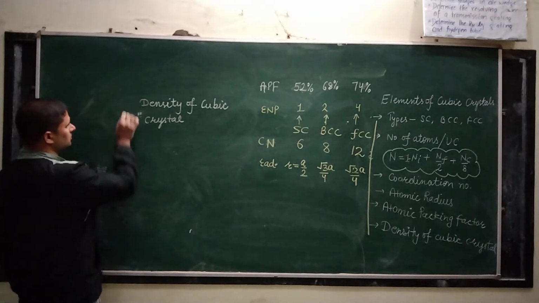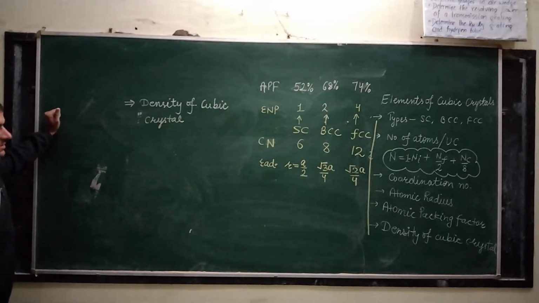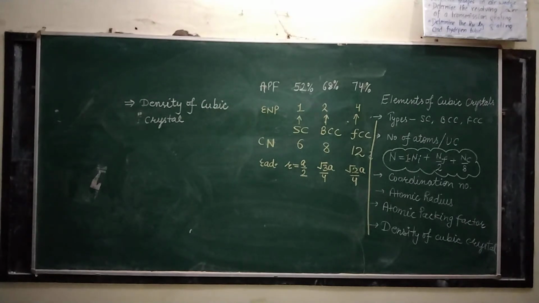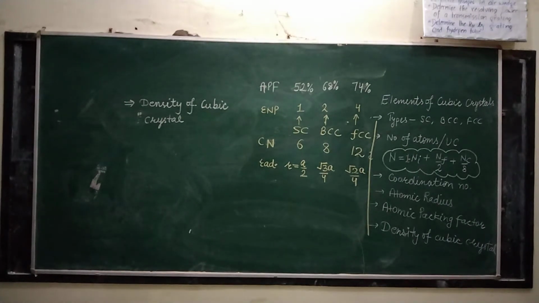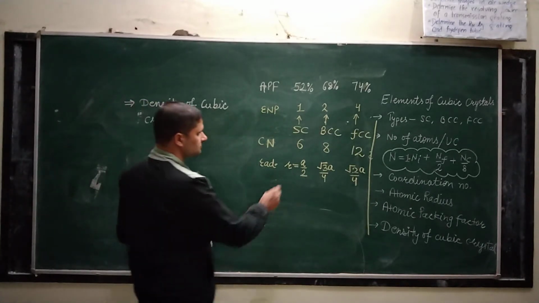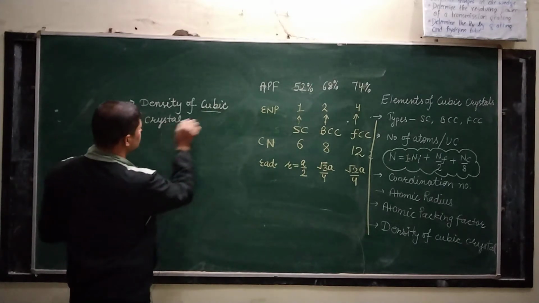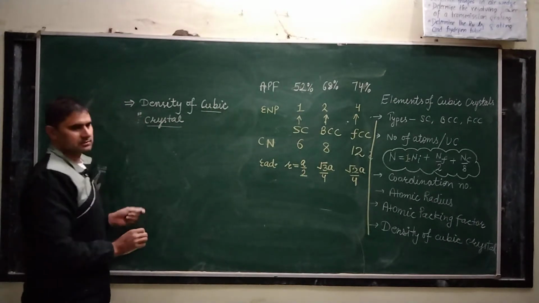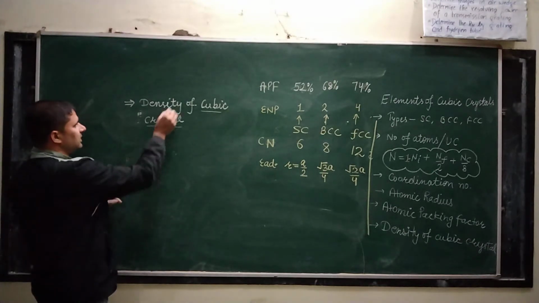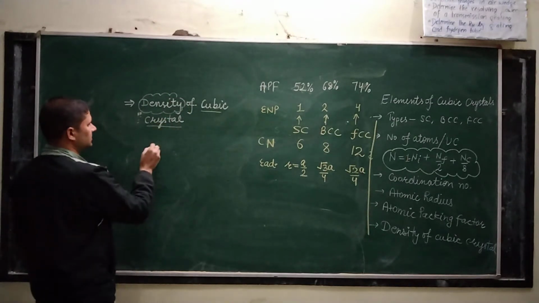Density of cubic crystal. Okay class. So class, you see here BCC, FCC, these are different cubic systems, crystals. Okay, so now we are to find the density. So firstly see what is density.